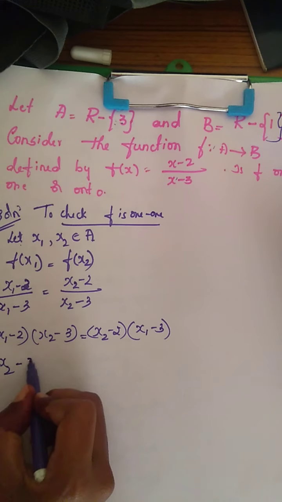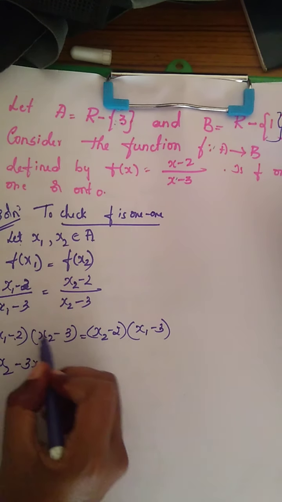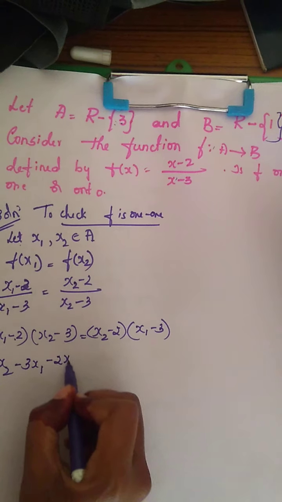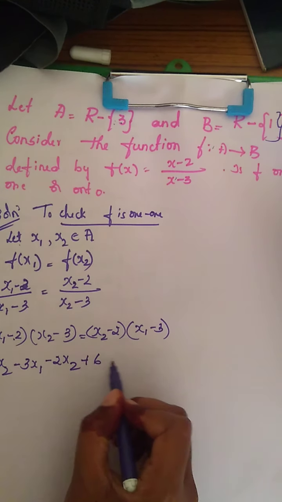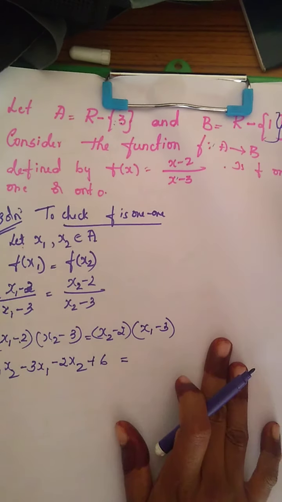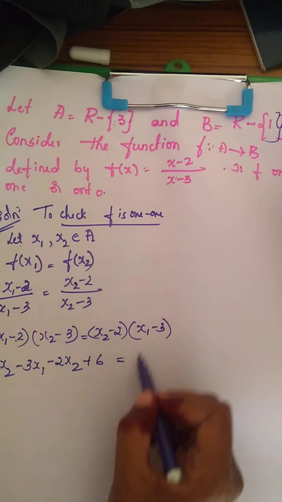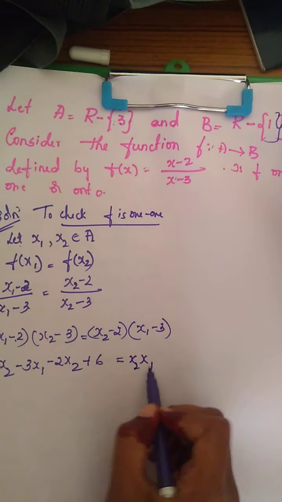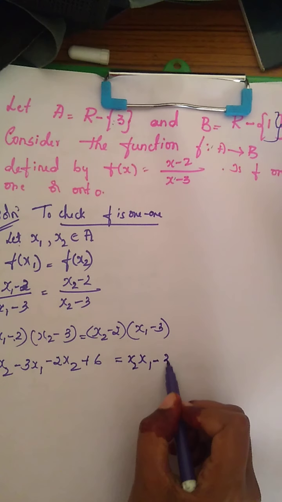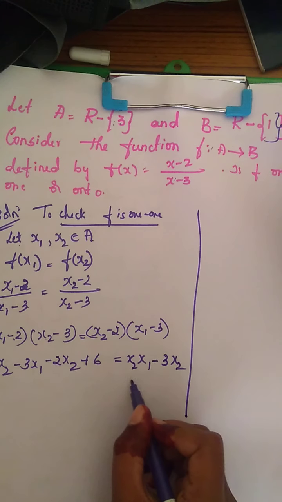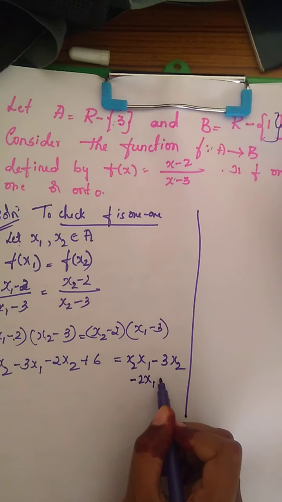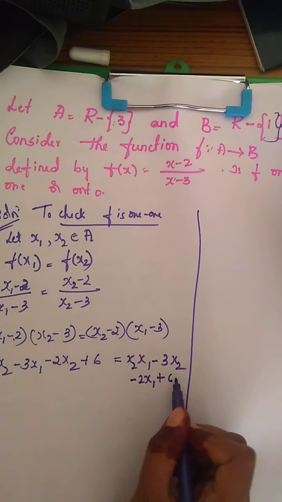x1 into minus 3, minus 3x1. Minus 2 into x2, minus 2x2. Minus into minus, plus 6 is equal to, and then x2 into x1, x2 x1. x2 into minus 3, minus 3x2. x2 into minus 2 into x1, minus 2x1. Minus into minus plus 6.